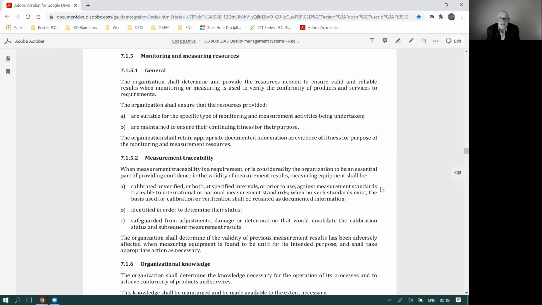The organization shall determine and provide the resources needed to ensure valid and reliable results when monitoring or measuring is used to verify the conformity of products and services to requirements. Now, there's a mouthful there, okay? So it's just saying that, first of all, you have to identify what has to be monitored and measured. And that's something we look at later on in clause 8 when we're looking at operations. But largely, I'll give you an example based on our own experience.